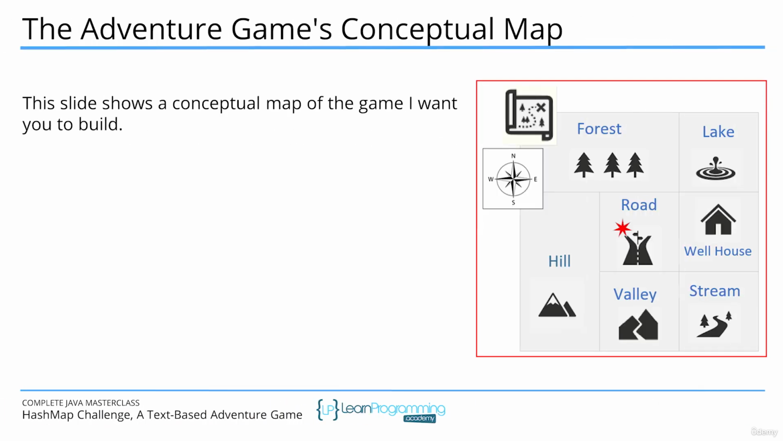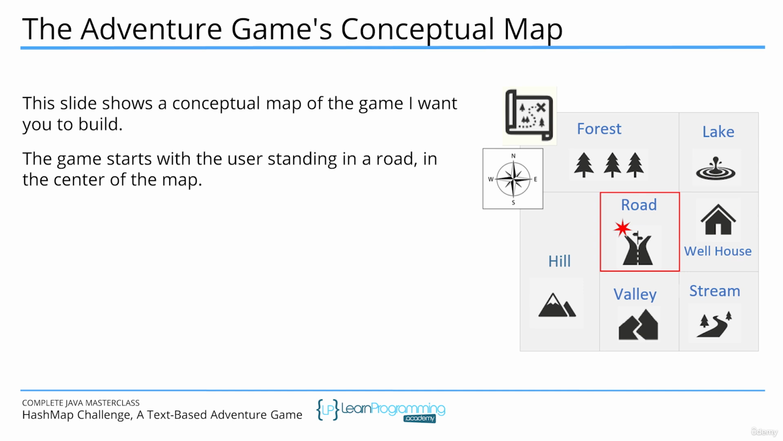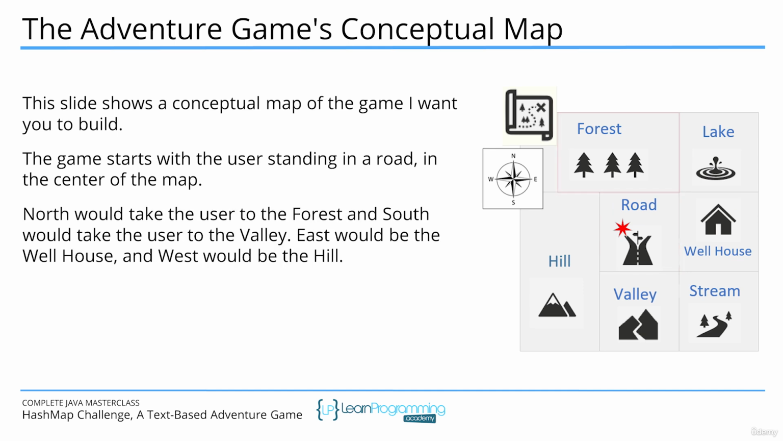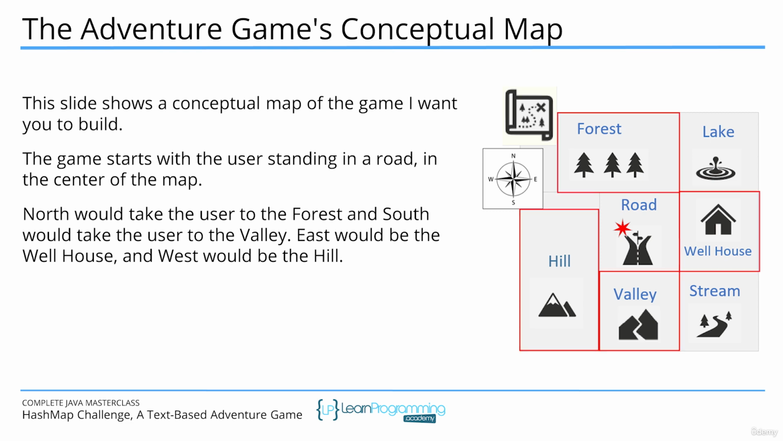This slide shows a conceptual map of the game I want you to build. The game starts with the user standing in a road in the centre of the map. North would take the user to the forest and south would take the user to the valley. East would be the well house and west would be the hill. For simplicity, you'll just need to support north, west, south and east compass directions. So each location will only have up to at most 4 directions to choose from.